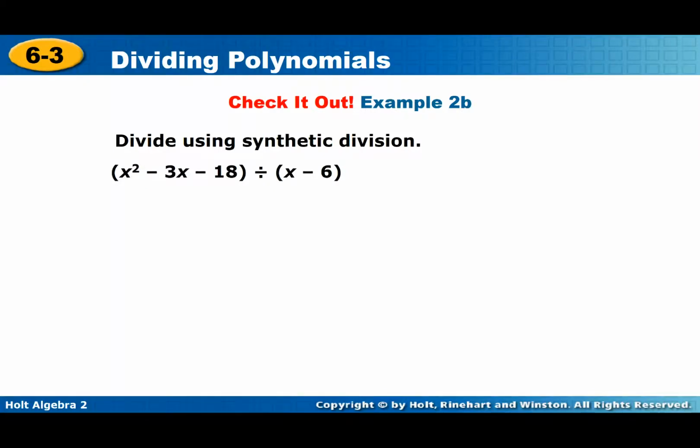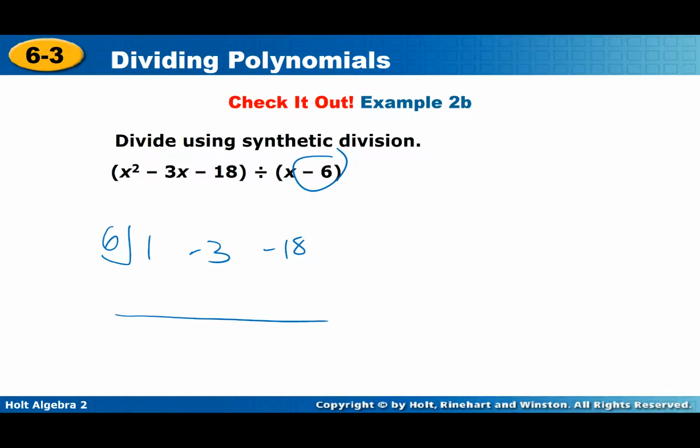So it's pretty simple, really. So my a value here, notice I've got minus 6. So my a value is really a positive 6. The coefficients are going to be 1 for 1x squared, negative 3 for negative 3x, and then minus 18 for minus 18. I'm not skipping any x terms because it goes straight from x squared to x to my constant, so nothing's being skipped, so I don't have to fill in any zeros.